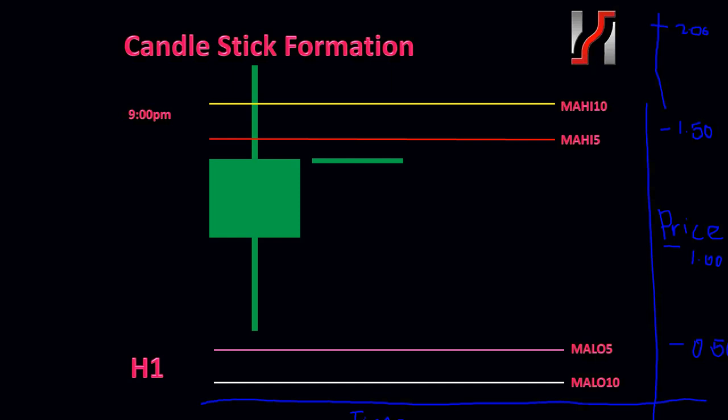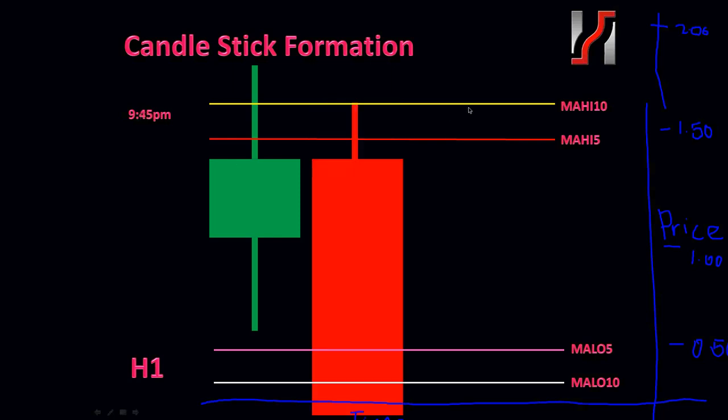Okay, so now let's talk about this new candle here. It opens at exactly where the initial candle has closed. After 50 minutes, it went back up to MAHI5 and MAHI10, and then another 30 minutes later, at 9:45, it fell down to MALO5 and MALO10, breaking those two lines over there. And finally, at 10 p.m., it registers below MALO10. So what it means here is that this candle has managed to break through MALO5 and MALO10.